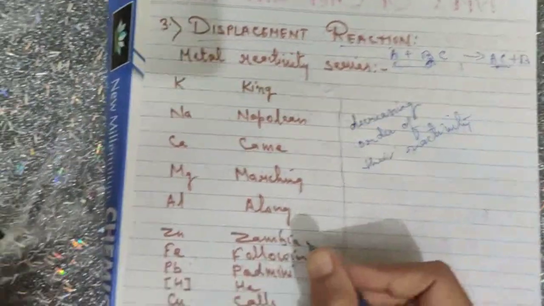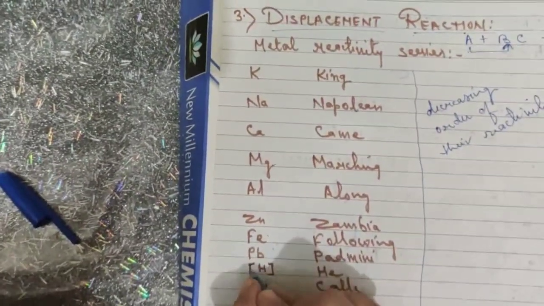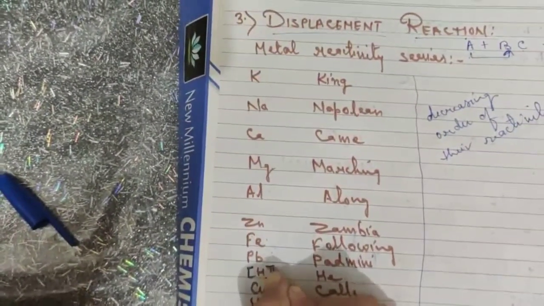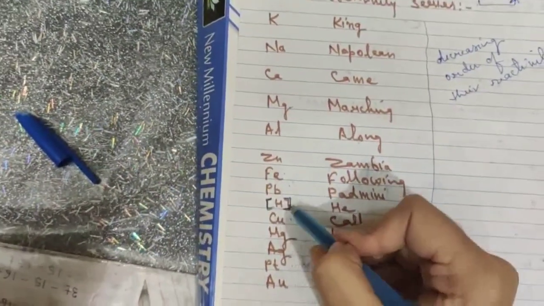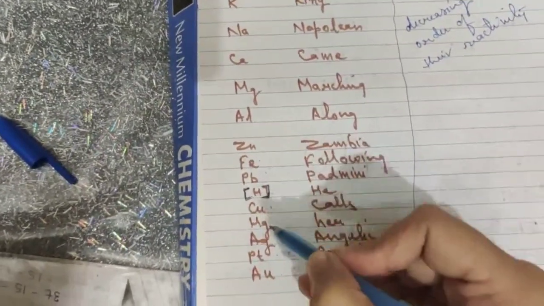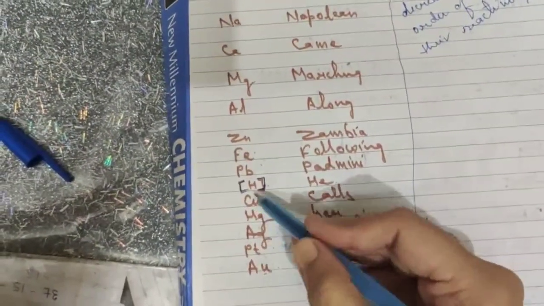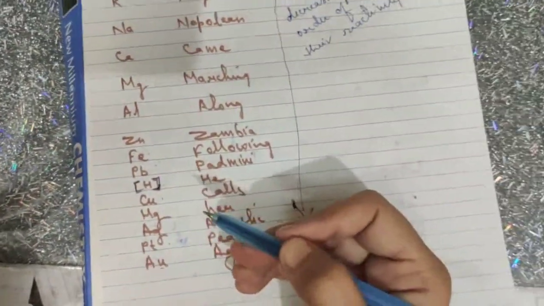You can say that the elements present above hydrogen, with hydrogen here used as a reference non-metal, can displace hydrogen from its compound, and the metals present below hydrogen cannot displace hydrogen from its compound. Now let us take an example.